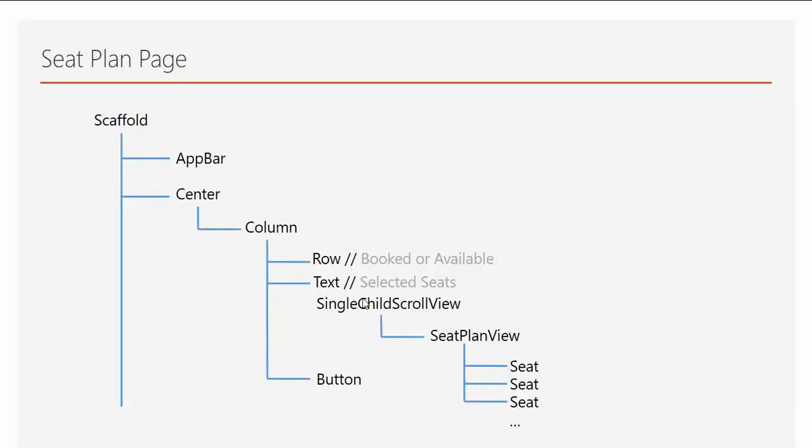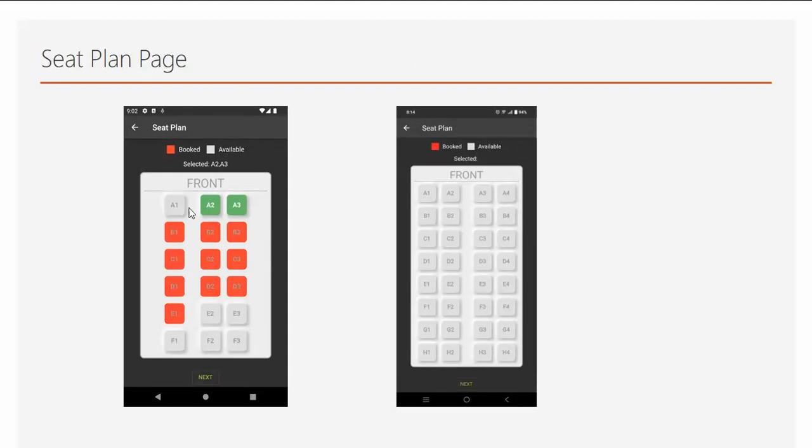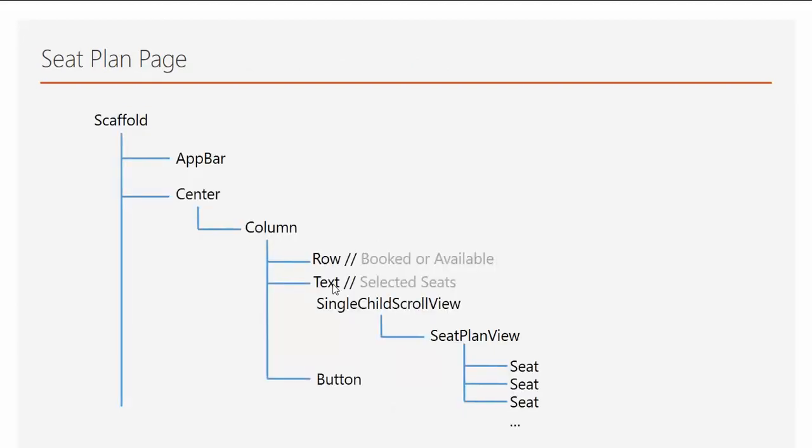And in the next slide, I have the seat plan page view, the very seat plan widget, seat plan view we have created. So we have an app bar, a center column. We already did this. The booked and available, that means this portion over here. And the second portion, we have already done with a value notifier widget.